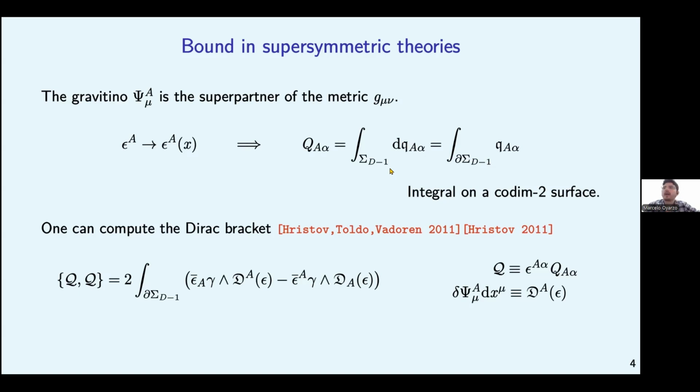And then one can compute indeed the bracket between the supercharges. And this was done by Hristov, Toldo, and Van Proeyen years ago. And the general result is that it is given in terms of the super covariant derivative of the Killing spinor, which is nothing but the variation of the spin 3/2. Okay, so you can compute that, and then you can compute the bound at the end.